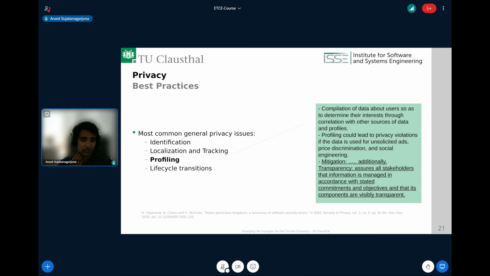Profiling is something completely different, and something that a lot of you may not actually be aware of, because the first two are something I'm sure a lot of you already know. Profiling is basically when you compile a lot of data about users that is not actually identifiable to people. So you're not collecting their name or their date of birth; you're collecting seemingly unrelated data that could apply to a lot of people about a lot of users.